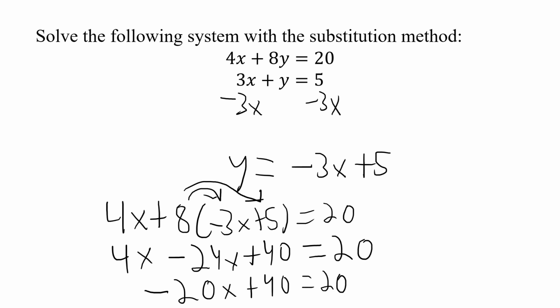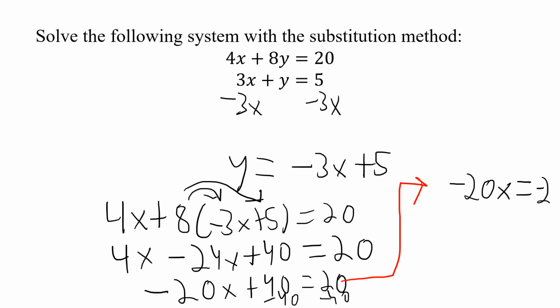I'm going to go ahead and continue this over here because I'm running out of room. I'm going to subtract 40 from both sides, and we're going to get negative 20x equals negative 20, because 20 minus 40 is negative 20. Now I have one more thing to do to get x by itself. I have to divide by negative 20 on both sides. And I get x is a positive 1, because a negative divided by a negative is a positive, and 20 divided by 20 is just 1.